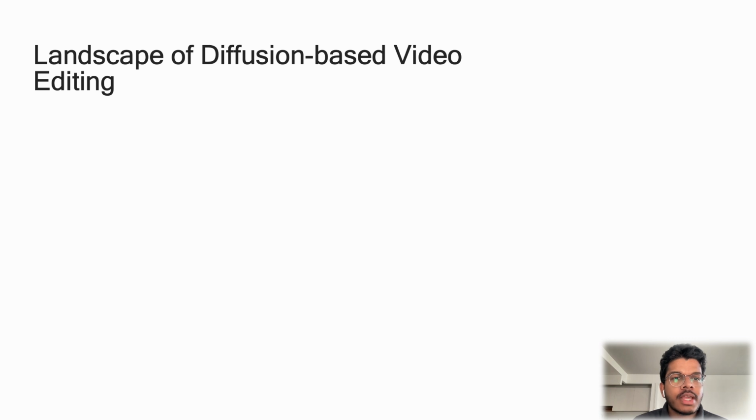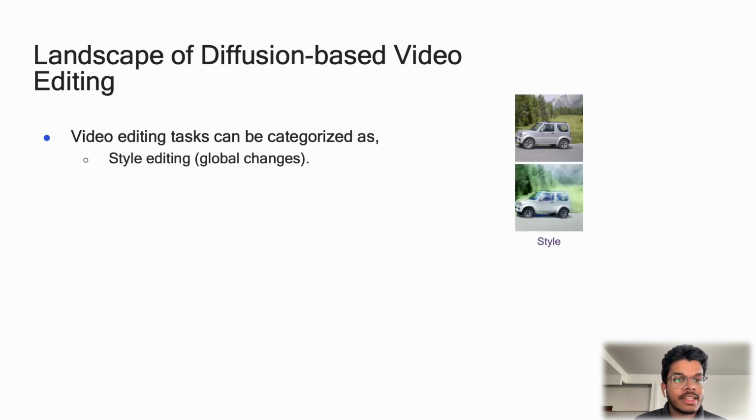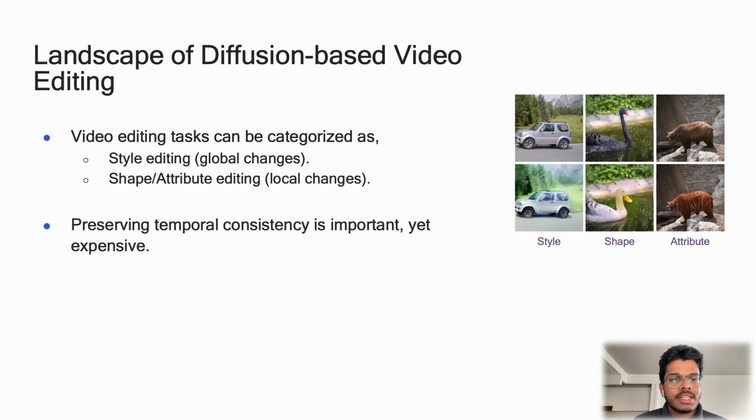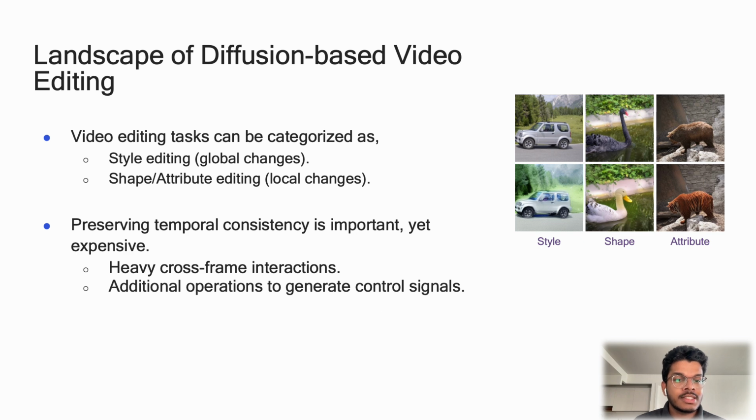To start off, let's first look at the landscape of diffusion-based video editing. We can categorize the editing tasks into two categories, either style editing that focuses on global changes, or shape and attribute editing that focuses on local changes. In both these types of tasks, preserving temporal consistency is important, yet expensive. People rely on different techniques to preserve consistency, such as heavy cross-frame interactions, additional control signals, or correlated noise latents. So in this work, we try to address the costs associated with these techniques.